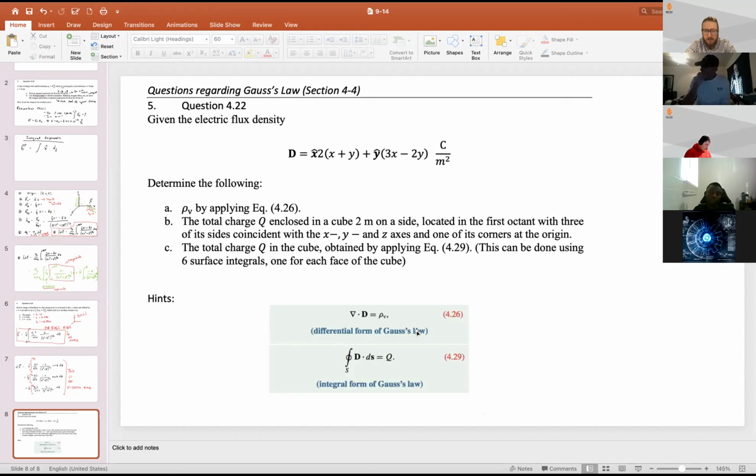So we have the differential form of Gauss's law and the integral form of Gauss's law. You could use either one to find the total charge Q. So on your paper, find the divergence of this vector. Okay, so we are given the electric flux density, and we can find the charge density by taking the divergence of this electric flux density. So on your paper, see if you can find this rho v by applying this equation. All right.